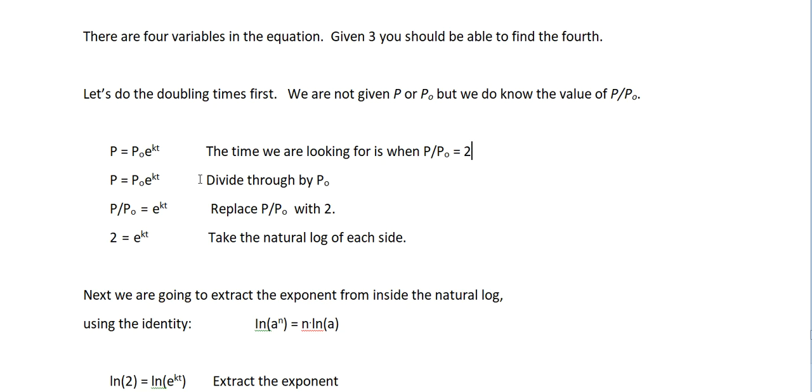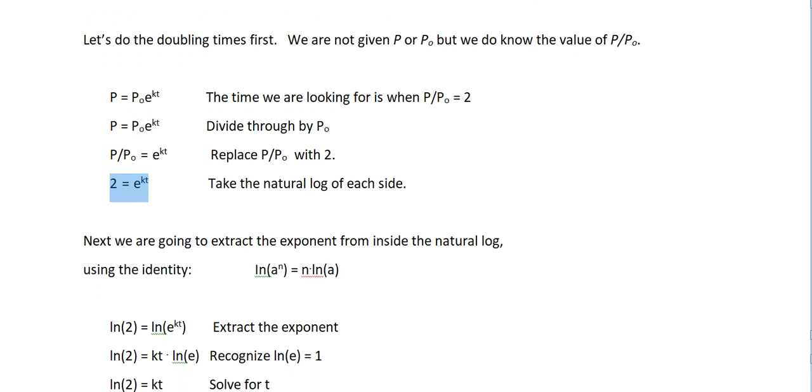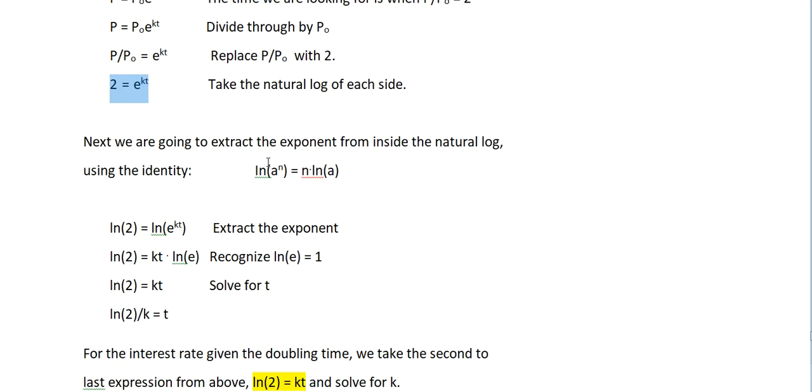So we're going to divide through that equation by the initial value. We have P over P naught, which we know is equal to 2. Okay, so we have 2 equals e raised to the kt power, the interest rate times time. Next, we're going to extract the exponent from inside the natural log. We're going to take the natural log of both sides. That's the first thing. And then we're going to extract the exponent from the inside of the natural log.